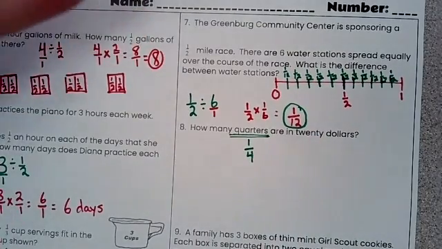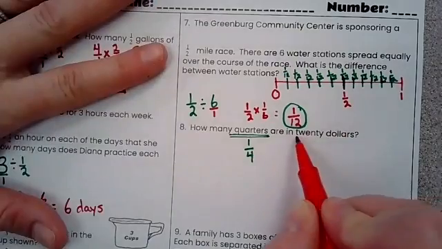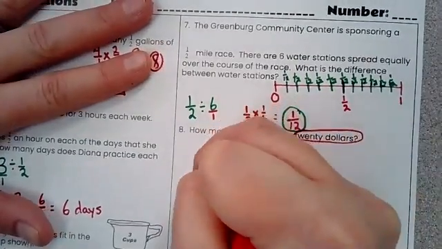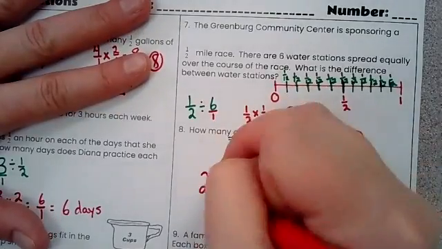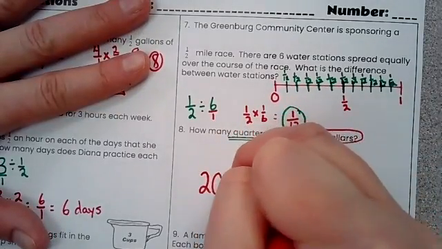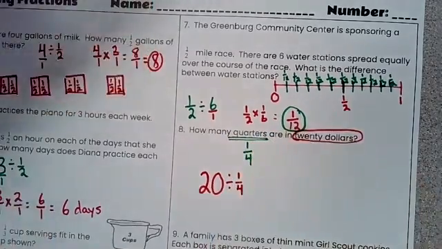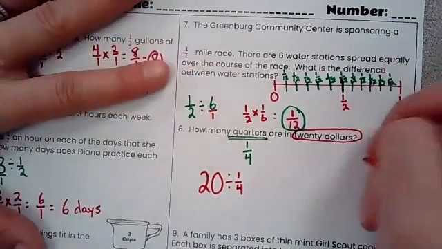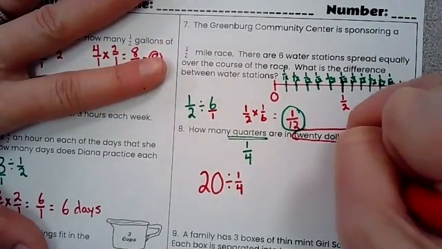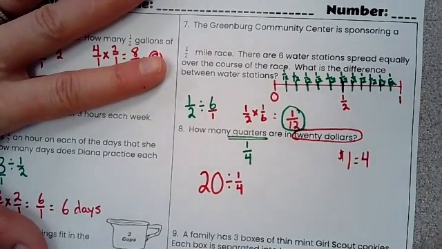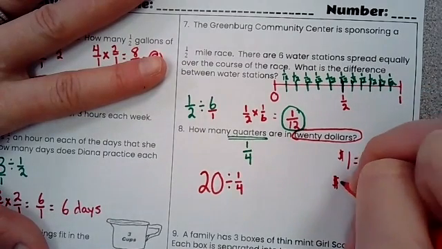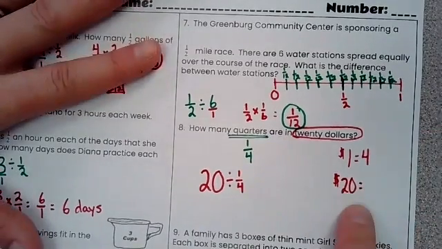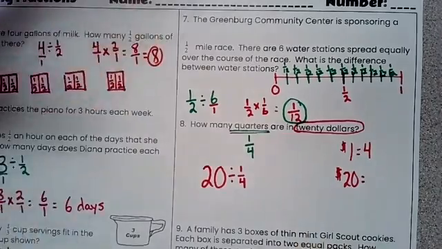Well, what do you have in your hand right now? You have $20. So you are dividing the 20. So if I've got $20 and I want to divide it into fourths, I'm trying to figure out how much that is. Okay, so here we go. So we know that $1 equals 4 quarters. So we want to know how many quarters are there in $20. Well, it would make sense that it would just be 4 times 20, but let's see.